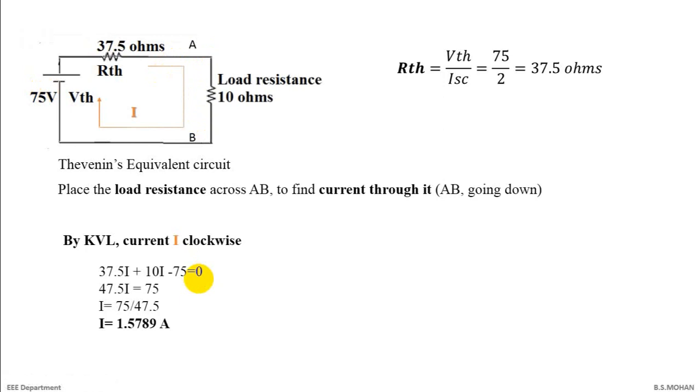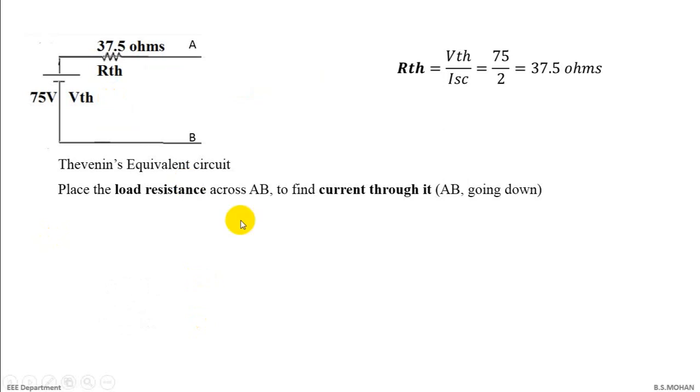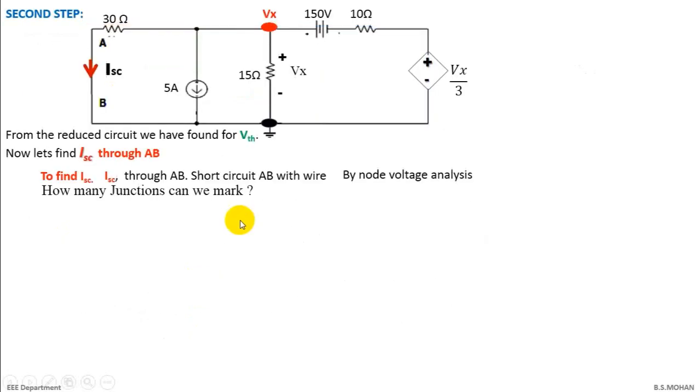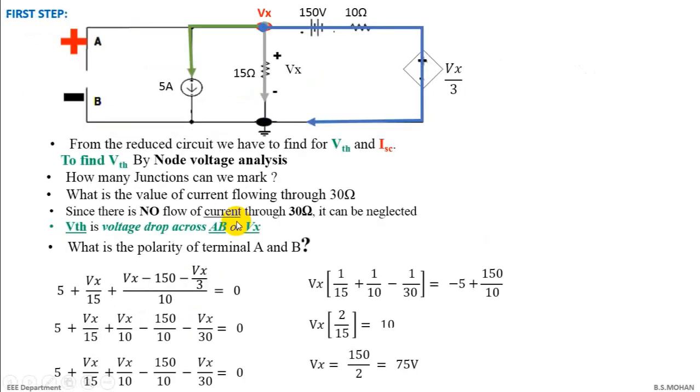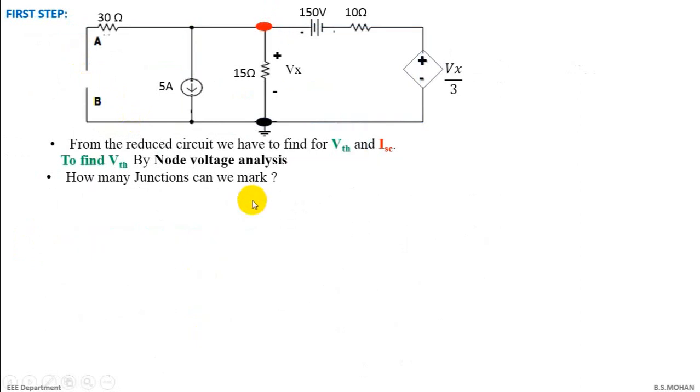I'm sure this is quite easy. You'll be able to solve for this I. So 1.578 or 1.579 is the current flowing through your load resistance, right? Just imagine, solving a single loop is easier than applying mesh or something else to find it in the original circuit.